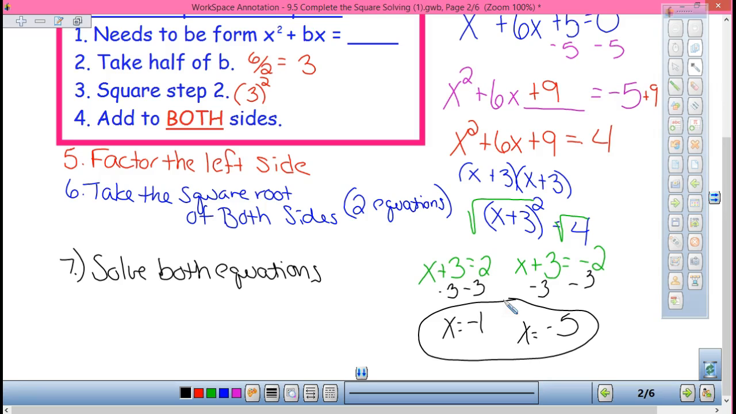I have a question. Yes. With the 6x up there, what did you do with that when you did the x plus 3? Well, okay, so 3 times 3 gives me 9. 3 plus 3 gives me 6. So remember that's how we factor those? Okay, good question.